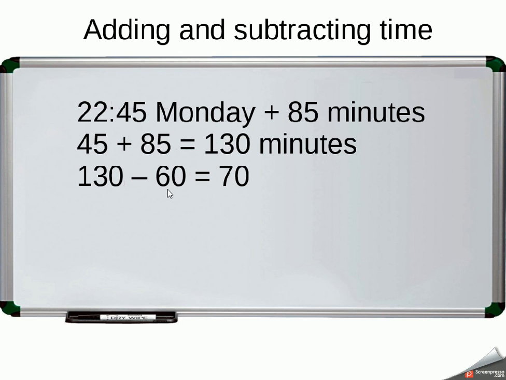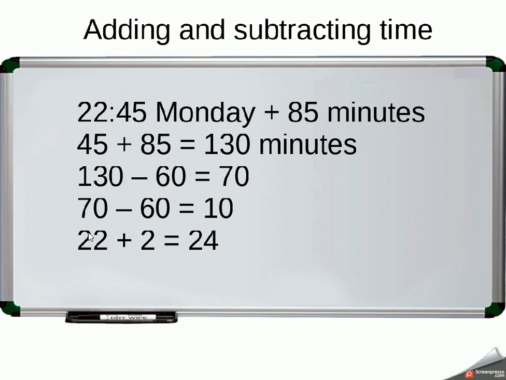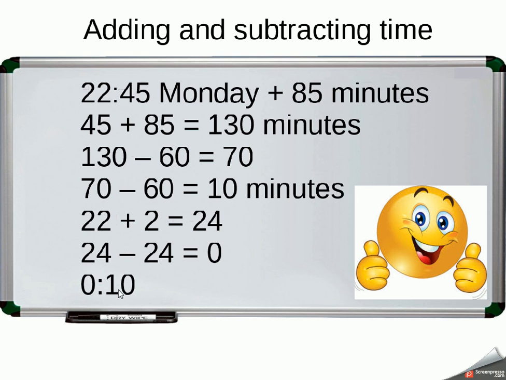So I take away 1 lot of 60, that's 1 hour, and it becomes 70 minutes. I take another lot of 60 out, so 2 hours so far, and that's 10 minutes. So then I add the 2 to the 22, and it becomes 24. And if you remember, we never have a 24 hours. So what I've got to do is take 24 off. So if the hours ever go to 24 or more, we take 24 off, telling me that the number of hours at the moment is 0, and our answer is 0:10.